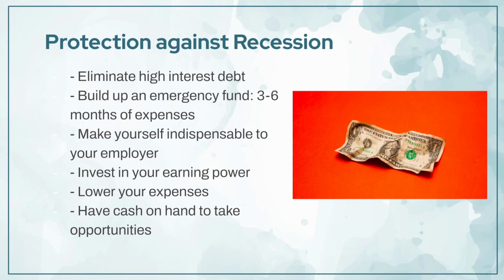Second, building up an emergency fund. This could be around 3 to 6 months of expenses and 12 months if you're a business owner. And this is just a rule of thumb. It may vary. Next, we have lowering your expenses. We could cut down our discretionary spending, which is non-essential purchases such as entertainment or watching movies. Next, make yourself indispensable to your employer and negotiate your wages.